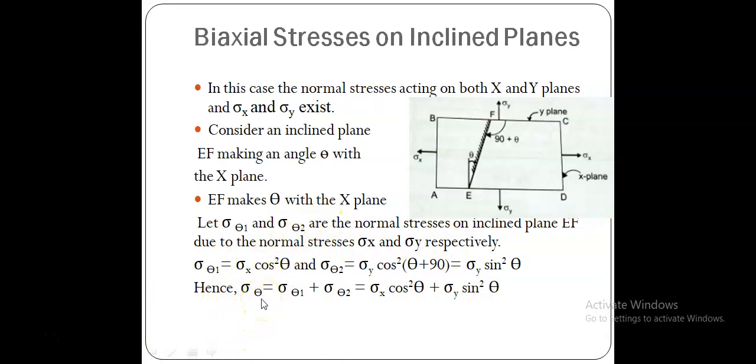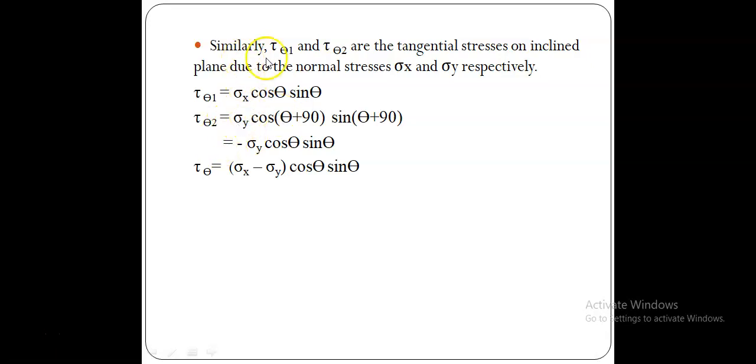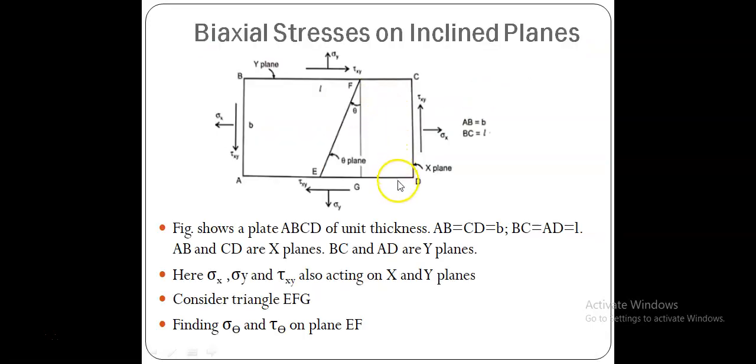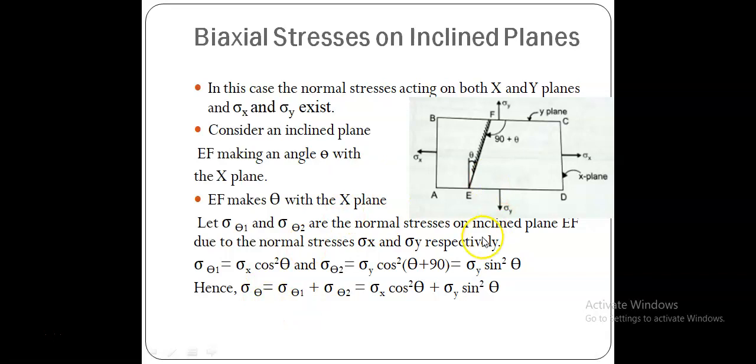Let us find the shear stress. Tau theta 1 and tau theta 2 are the tangential stresses on the inclined plane due to the normal stresses sigma x and sigma y respectively. It is the same as the previous case that we solved, and the same method is used. We neglect the sigma y part when we consider sigma x, and then we neglect the sigma x part when we consider sigma y.